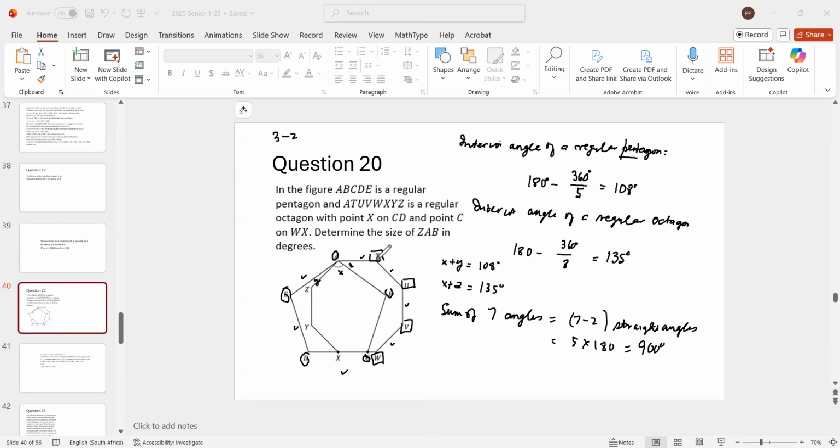So when you add up all these things, you got 1, 2, 3, 4. 4 times 135. Those 4 angles. And the other 3 angles are this D plus E. These are 108 degrees. And then you have this X plus Y plus Z. But this angle here, this large angle, is X plus Y plus Z. And that we just saw is 900 degrees.